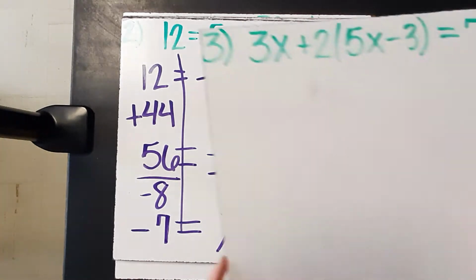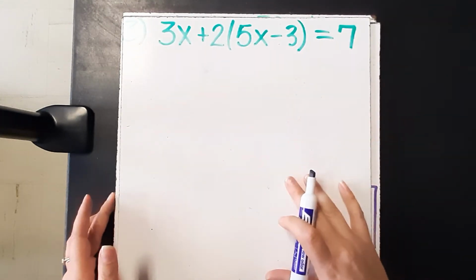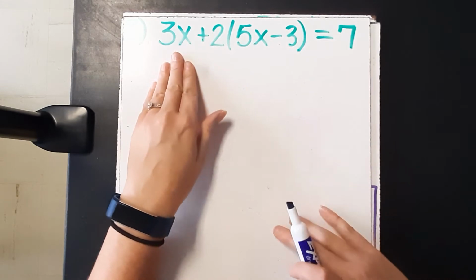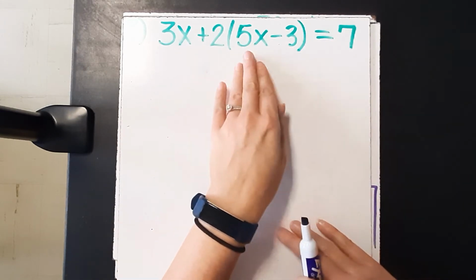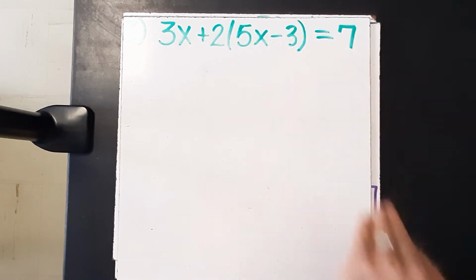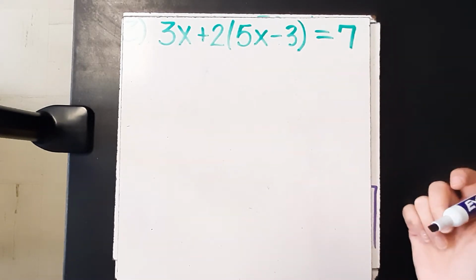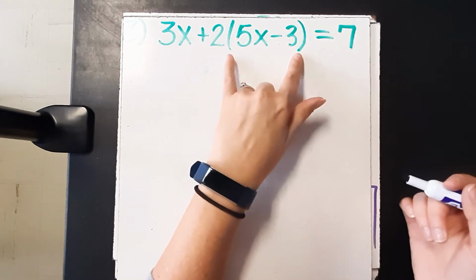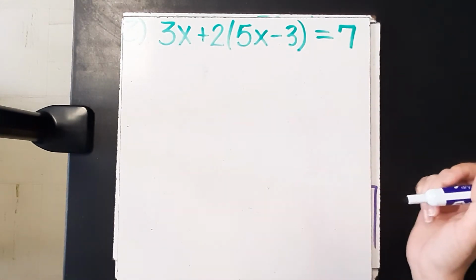All right, we are going to try one more, and this is going to be as tricky as they get for today. This problem is 3x plus 2 times 5x minus 3 equals 7. Remember, our first step is always to distribute if we can, and we do have parentheses, so we need to distribute in this problem.